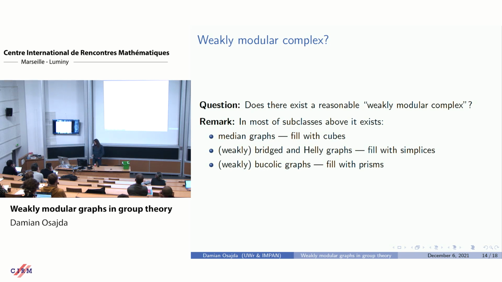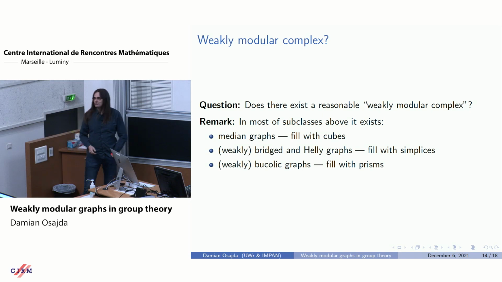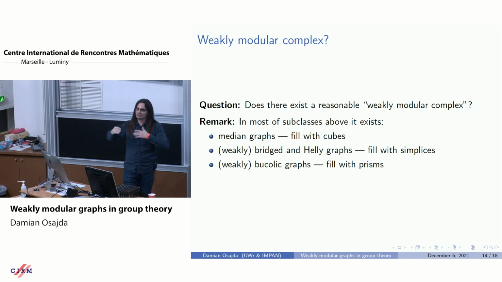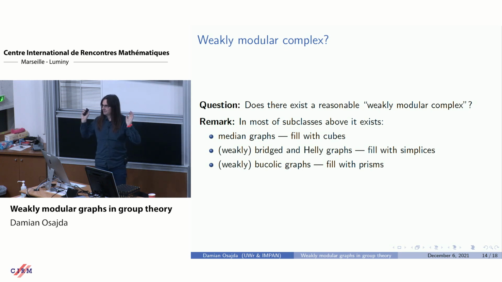So one more condition on being reasonable would be, we believe, that if you have a locally finite weakly modular graph, then it's enough to fill in some finite dimensional cells, and the dimension of these cells is bounded by the degree of the graph, for example. Such a complex would not only give us the nice property that a locally weakly modular graph has a contractible universal cover, which is an exact analog of Cartan-Hadamard, but it would also give you, we believe, more.